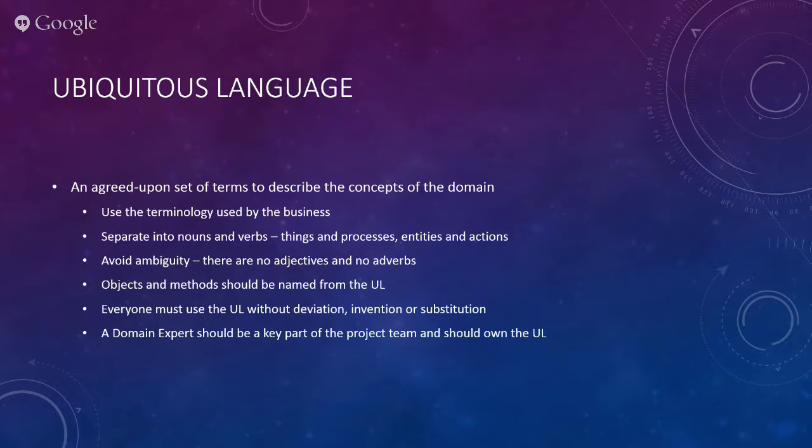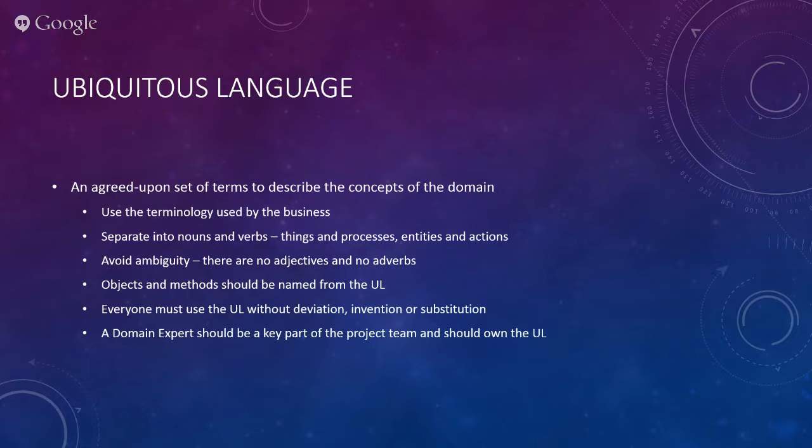By which I mean that a thing is a thing. There's more than one kind of thing. There are two different kinds of things. Objects and methods should be named from the ubiquitous language, so carry all the way through to your code to the lowest level. Always refer to things in the same manner. That way, it should be clear to everybody, from the coder through the QAs, through the project managers to the product owner, what things are and what they're about.